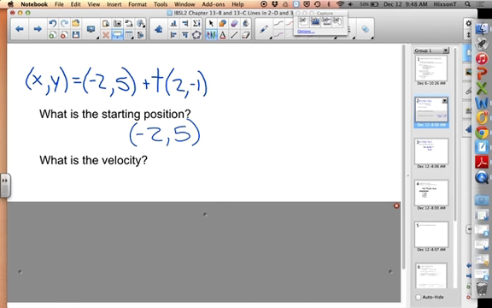Then we can identify our velocity. What would our velocity be for this object? 2, -1. You said -1/2. Well, -1/2 would be what in relationship to this line? The slope. So this velocity vector is related to slope, your vertical change over horizontal change. So every unit of time, we have a slope of -1/2.